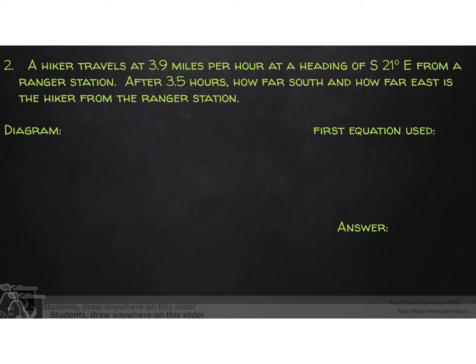So my first step would be to draw the diagram. And when you're given a compass bearing, you're working on a compass or a coordinate plane. So here's my ranger station. We'll call that R. You can call it whatever you want. And then this hiker is heading out 21 degrees east of south. So from south, he's rotating 21 degrees. Okay, so this is the path that he's hiking on. It's going off in this direction.